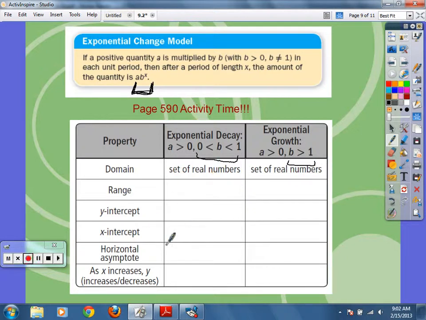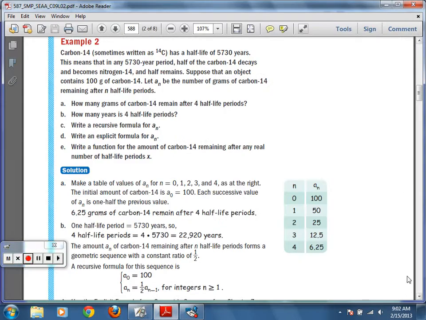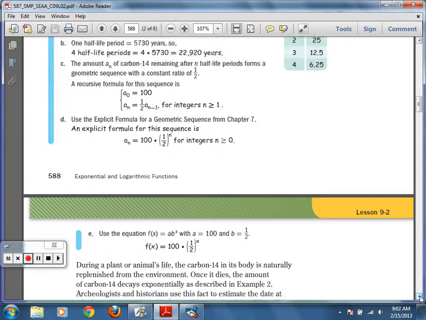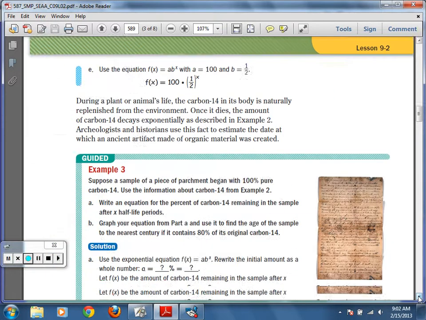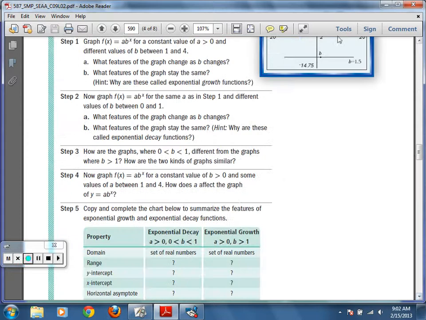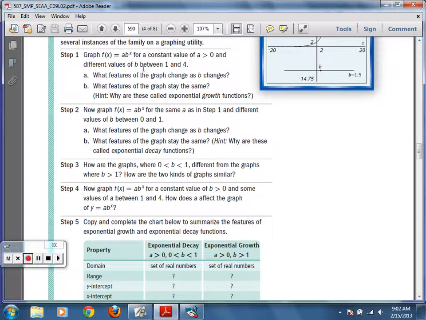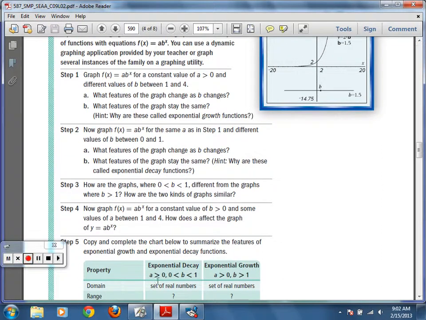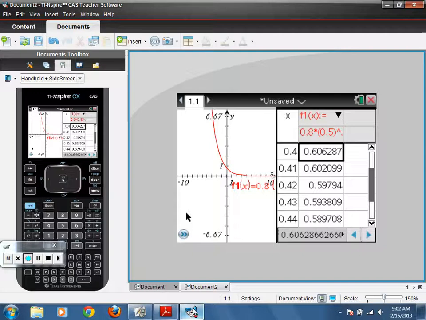We're going to look at the graphs, try to come up with some things on domain and range by looking at the activity on page 590. Okay, and what they want us to do is graph different f of x values for b between 1 and 4. So, did I tell you what a is? For a constant value of a greater than 0. So we've got to pick something. Let's pick 2. Would you like 2? So we're going to do 2. Where's my graph? There it is.